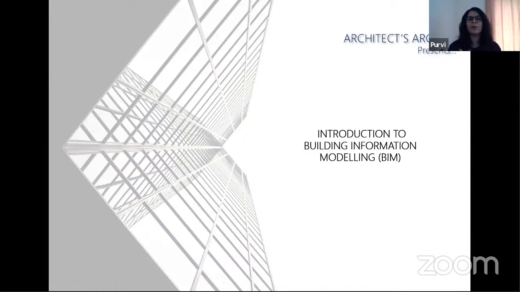Whenever you're conversing about BIM, it is necessary for you to understand that BIM is not just related to one single vertical, it is a collaborating system. So we'll explore what BIM is.